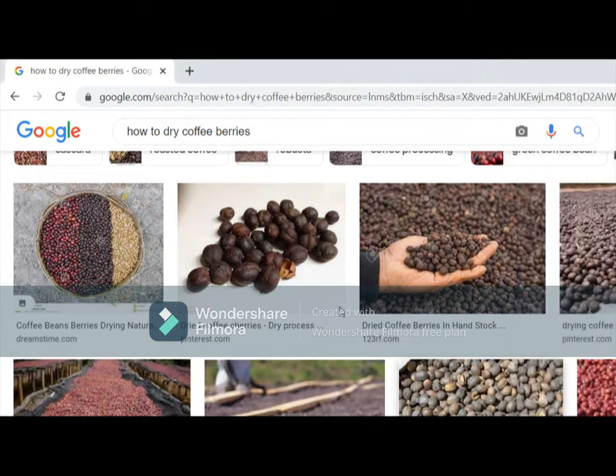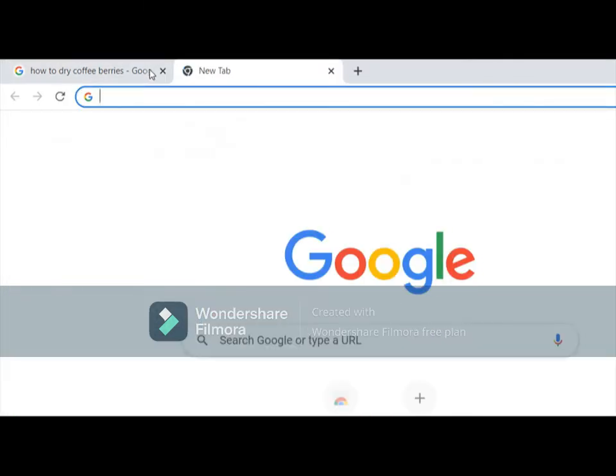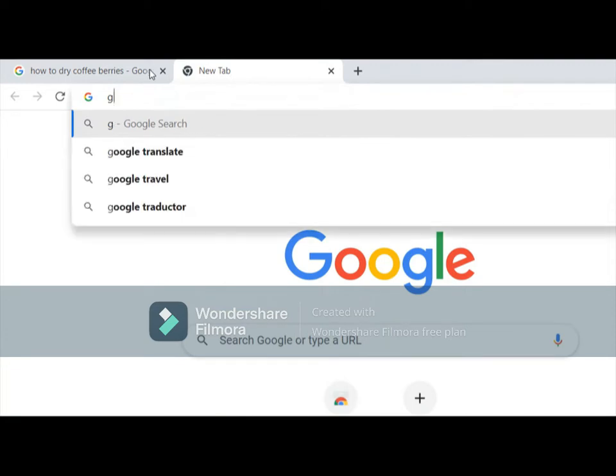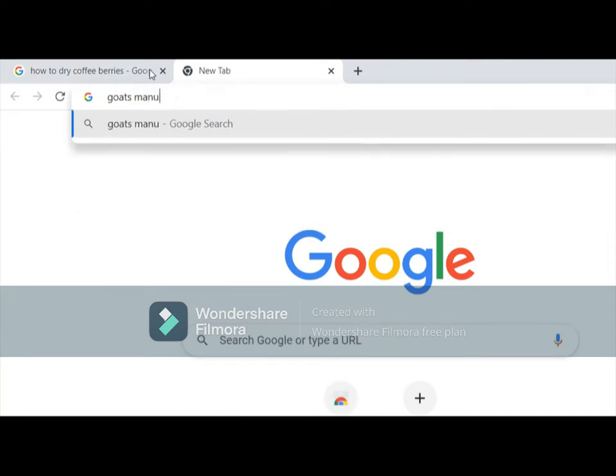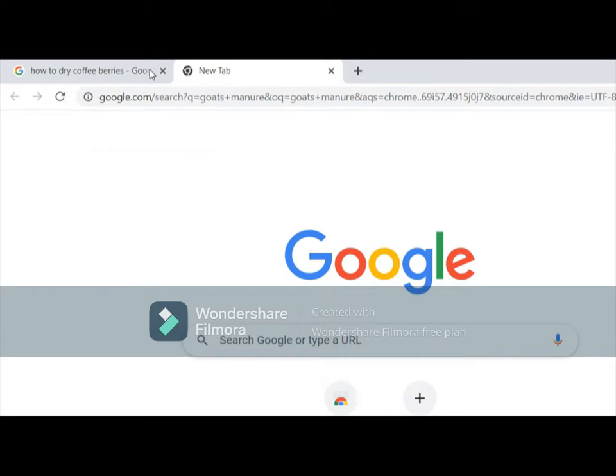You can use goat's manure. Someone can call it goat's droppings.